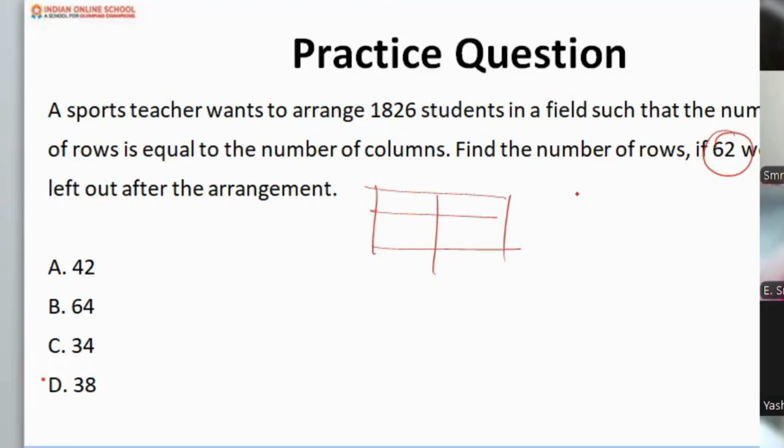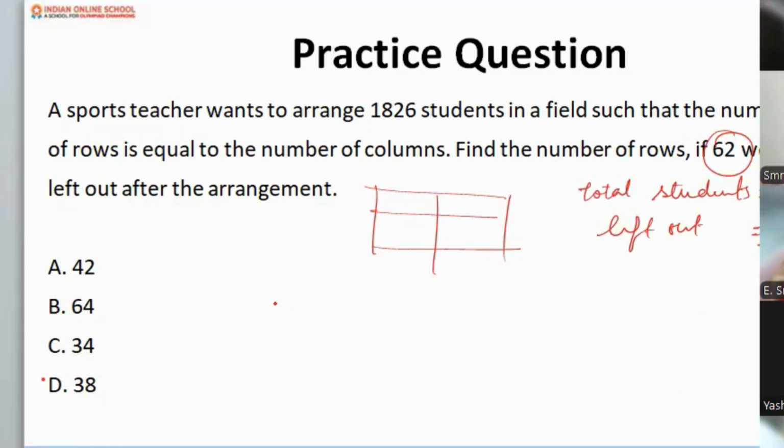How many total students are there? 1826. So ma'am, we will subtract 62. And how many were left out? 62. So if we subtract 62 from 1,826, what will we get? 1764. Correct.